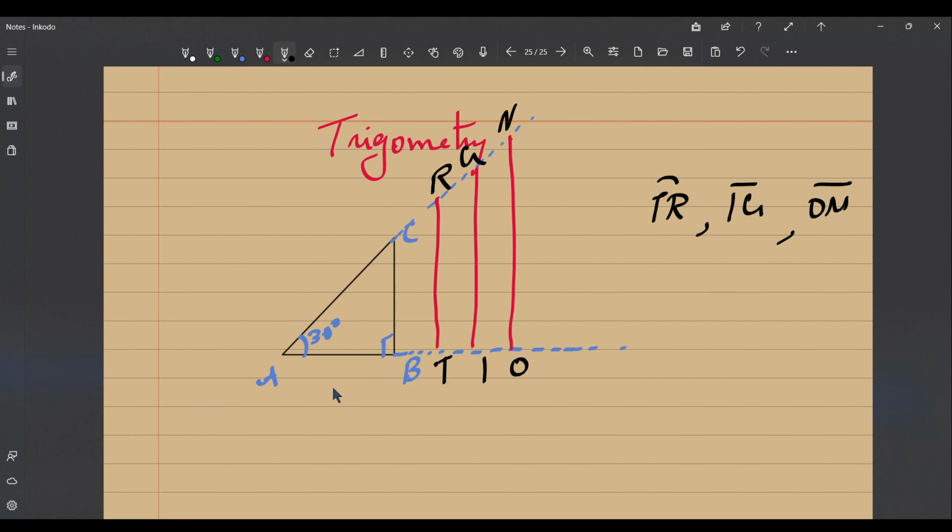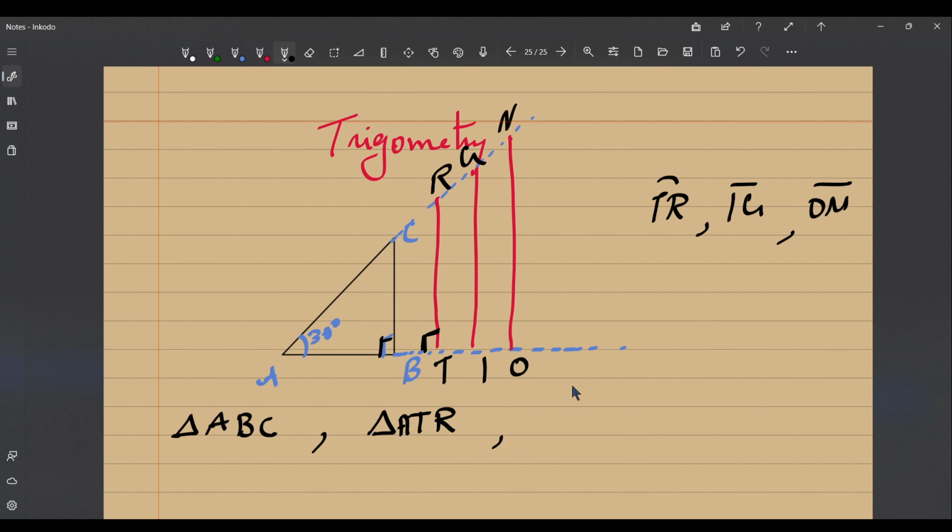How many triangles are made? The first triangle, of course, we talked about, triangle ABC, right angled at B. What is the next triangle? It's triangle ATR. This is right angled at T, right? So if you observe ABC and ATR, angle A is common to both, and angle B and T are right angles. So two corresponding angles are equal.